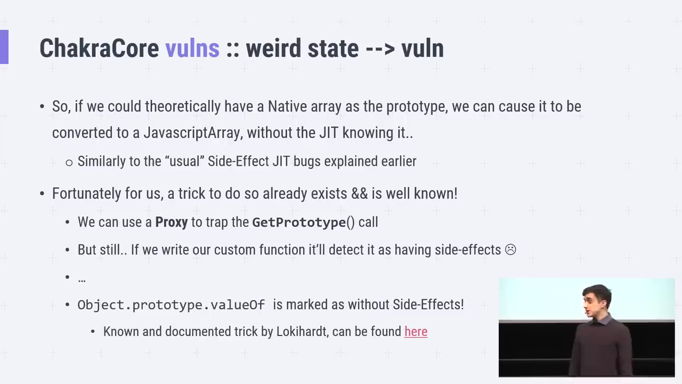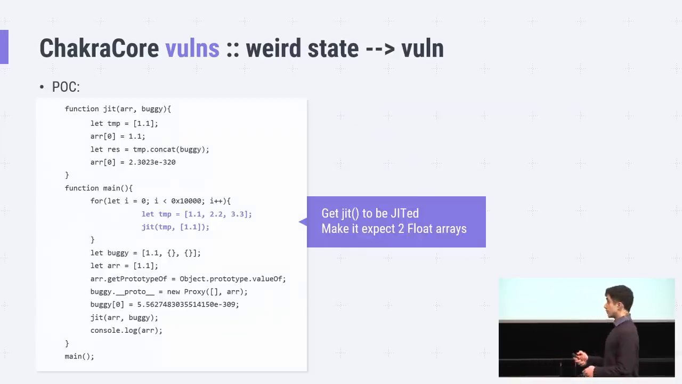because we want to get a type confusion. So what we do is we use an existing function which is called valueOf and is marked as not having side effects. This basically allows us to return any object in the prototype chain by calling getPrototype. So let's see an example for that. This is the proof of concept code. And we'll go through every single part of it, and I'll explain everything.